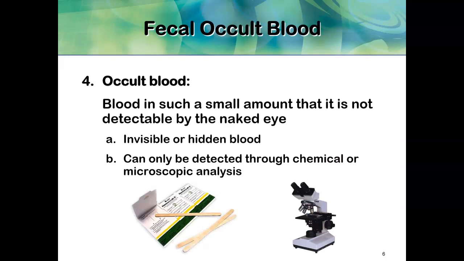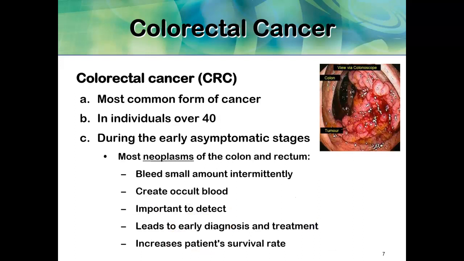So what we're concerned with, and the reason we run the fecal occult blood test, is we're looking for blood that is hidden to the naked eye or invisible. It's being secreted in such a small amount that we literally can't see it. And the only way we can detect it is through either chemical testing or looking at the sample under a microscope. So colorectal cancer is actually the most common form of cancer in patients that are 40 and over.